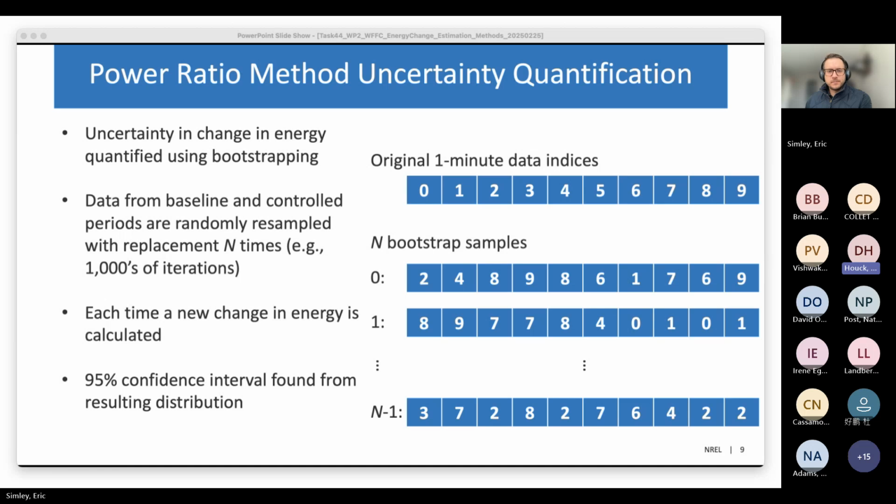So what's an example of a quantity that you compute with the bootstrap?